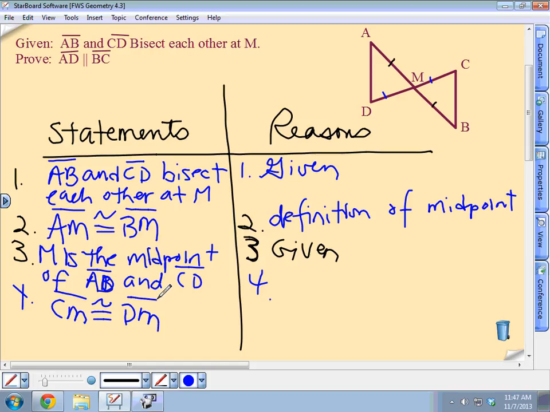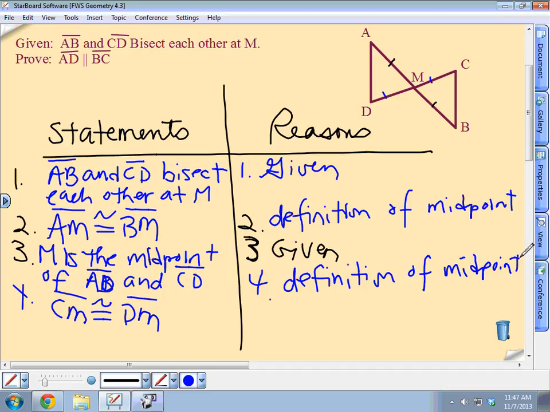I'm asking what the reason is for that. Definition of a bisector. Definition of a midpoint, right? It's the same thing as we did before, it's just we did the other line, right? So then, basically, yeah. Okay.